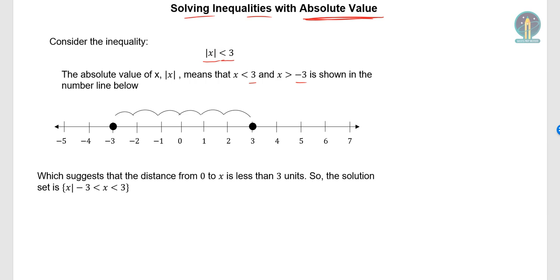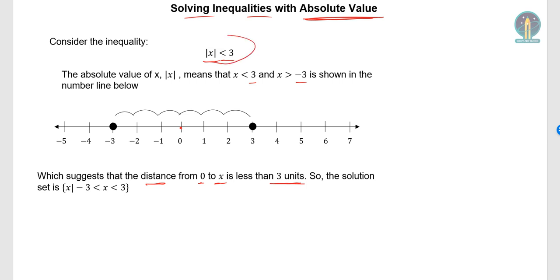Right? So what this is telling us is that the distance from 0 to x is less than 3 units. Okay? Whether x is less than 3 or x is greater than negative 3, whatever the value of x is, the distance between 0 and that value is less than 3 units of distance.